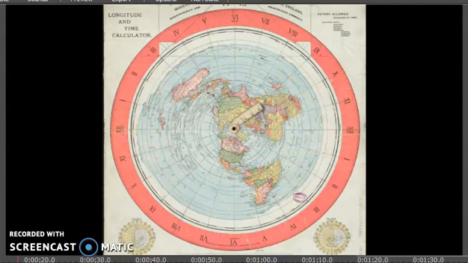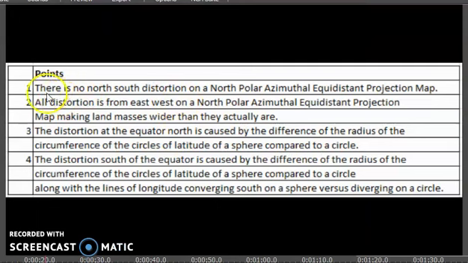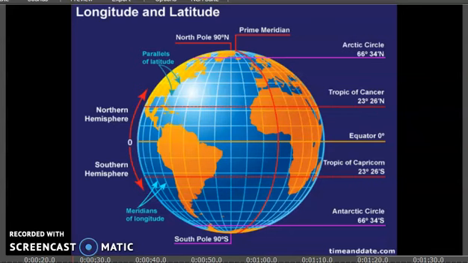So I'm going to make the following points. Point number one, there is no north-south distortion on the North Polar azimuthal equidistant projection map. So this is obviously a globe. This is a line of longitude. These are segments of longitude. They are equal to each other.